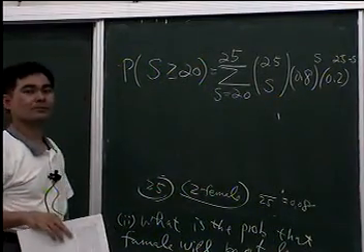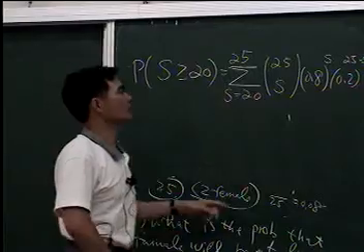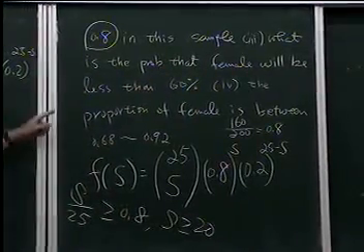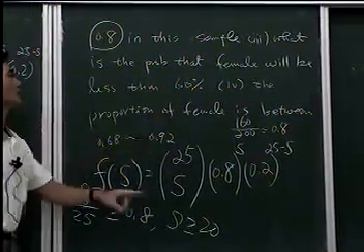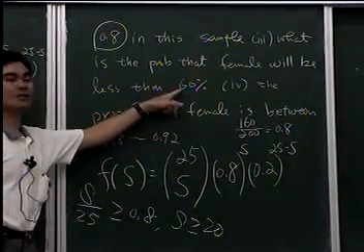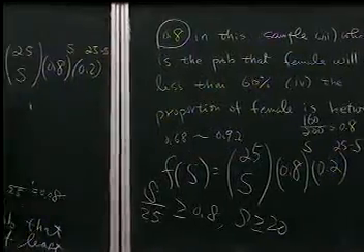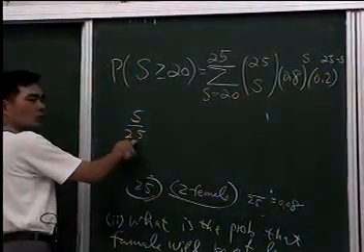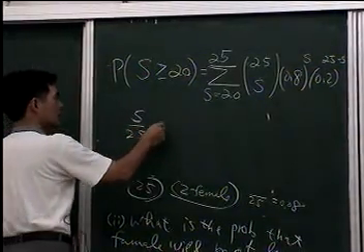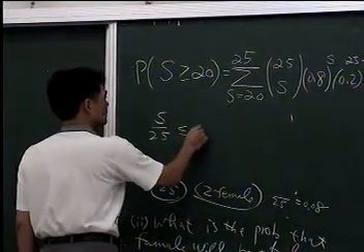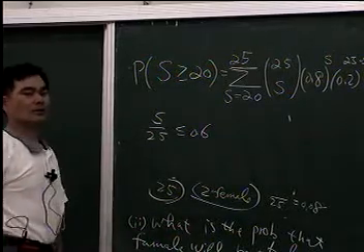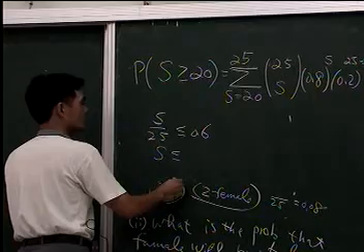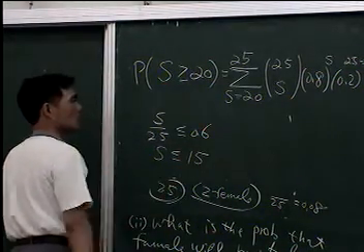Okay, any questions? Okay, then we get to the second one. The second one is what's the probability that female will be less than 60%, so that's 0.6, right? So we want S divided by 25, that's the proportion, to be less than or equal to 0.6. So what does that mean? That means the number of female must be less than or equal to 15.